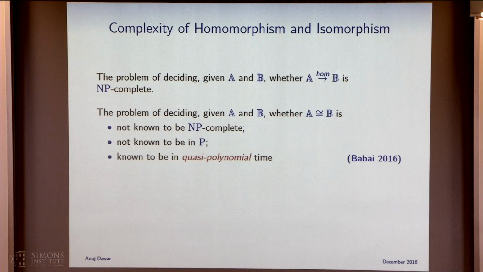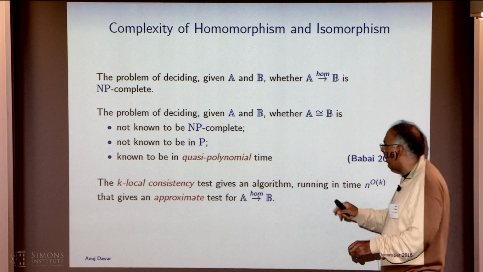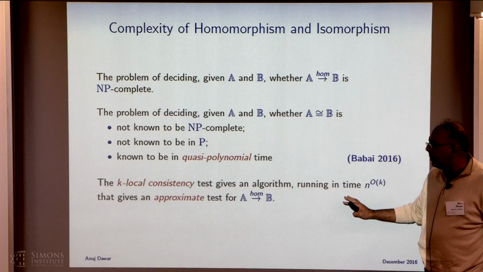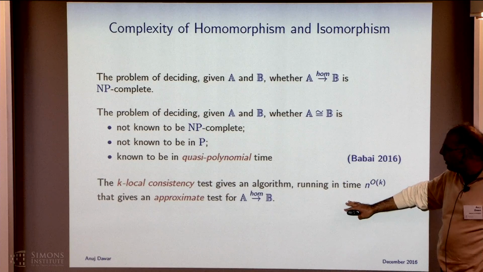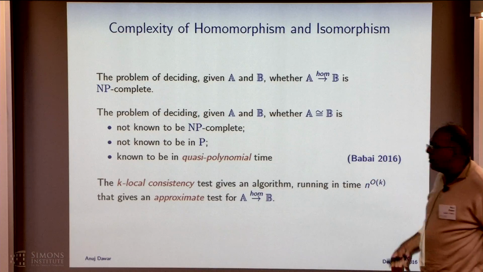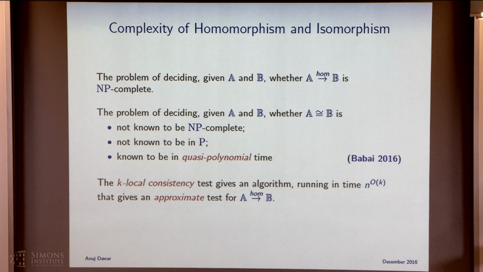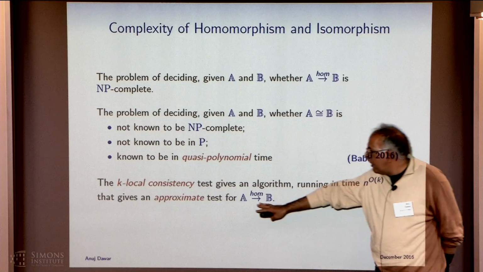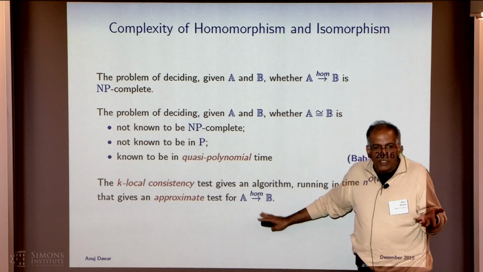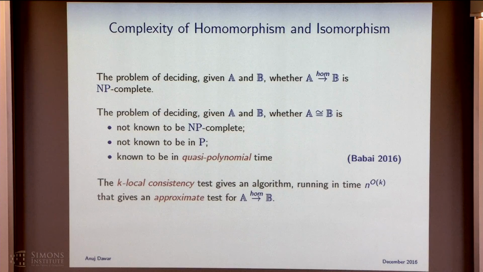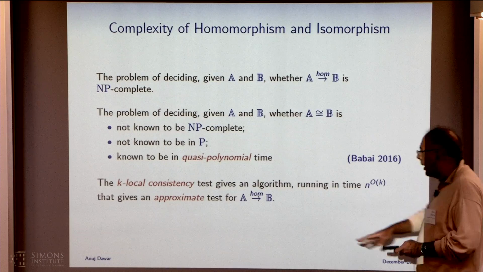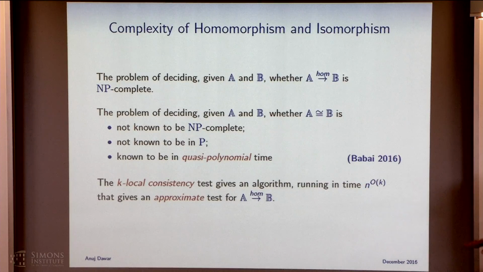Now, but still, quasi-polynomial time is still pretty bad. In practice, there are lots of algorithms which approximate these two in one way or another, and I want to talk about a particular one. I'm not going to describe the algorithm in detail, but the k-local consistency test is a way of testing for homomorphism. It's not guaranteed to succeed, in the sense that it might tell you that these two are consistent, which they will be if there is a homomorphism, but they can be consistent even in the absence of a homomorphism. k is an integer parameter here, and the algorithm runs in time n to the order k. So the higher the k, the worse the running time, but the finer the test.